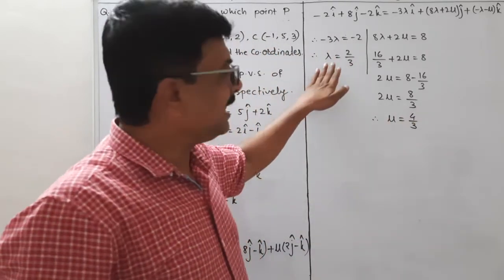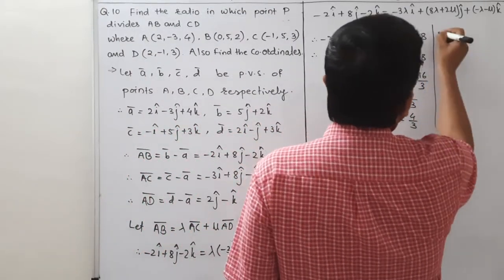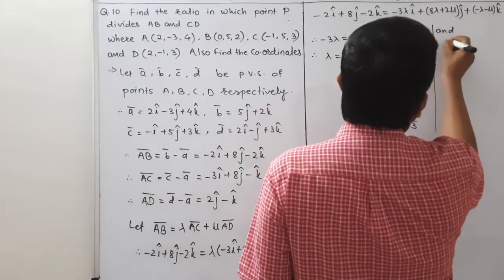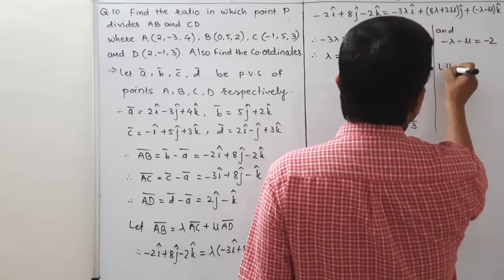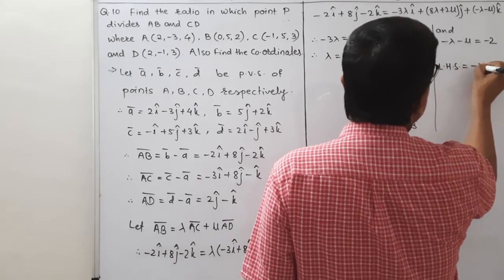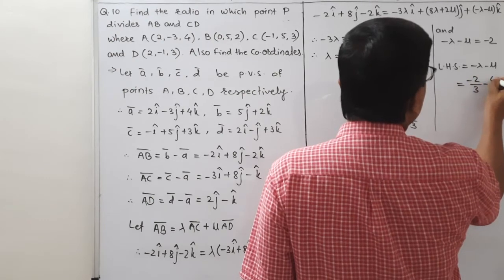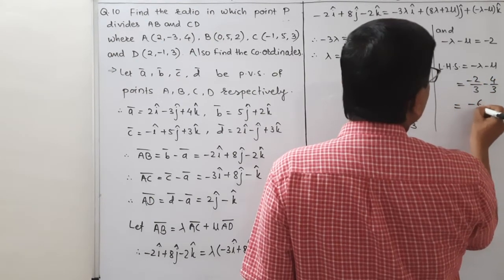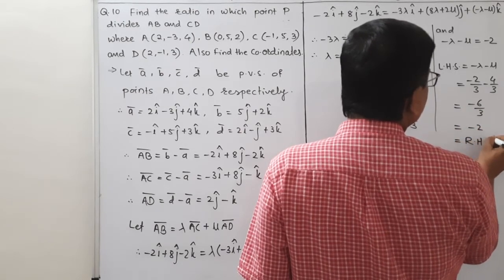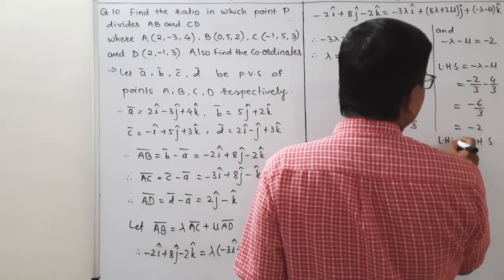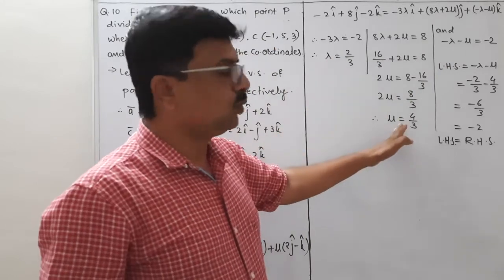अब देखते हैं इस लैम्बडा और म्यू के लिए थर्ड इक्वेशन सेटिस्फाई होता है क्या. नाउ थर्ड इक्वेशन इज -lambda - mu is equal to -2. Take LHS is equal to -lambda - mu, that is -2 by 3 - 4 by 3, that is equal to -6 by 3, means equal to -2 is equal to RHS. Means LHS is equal to RHS. It means we have the values of lambda and mu are correct.